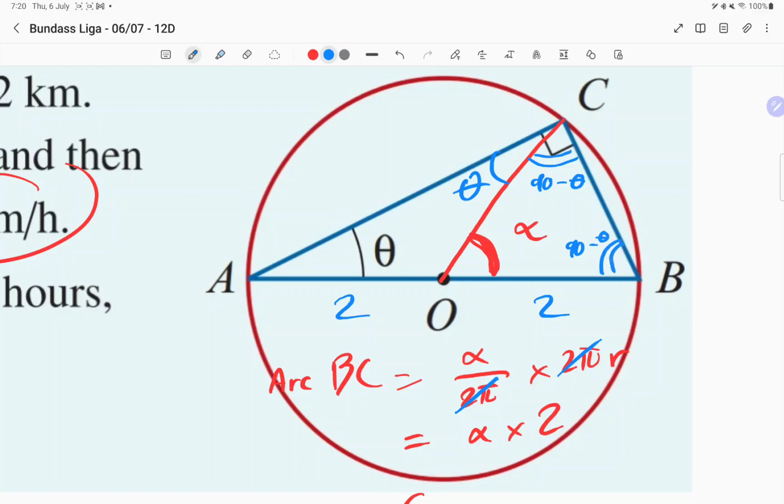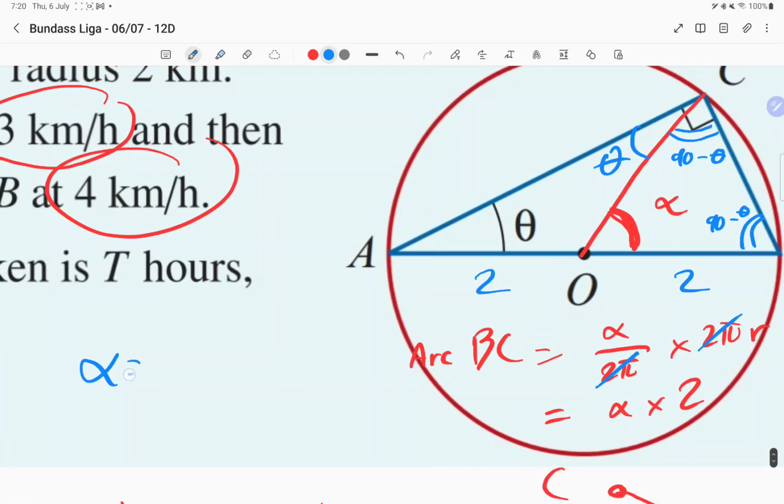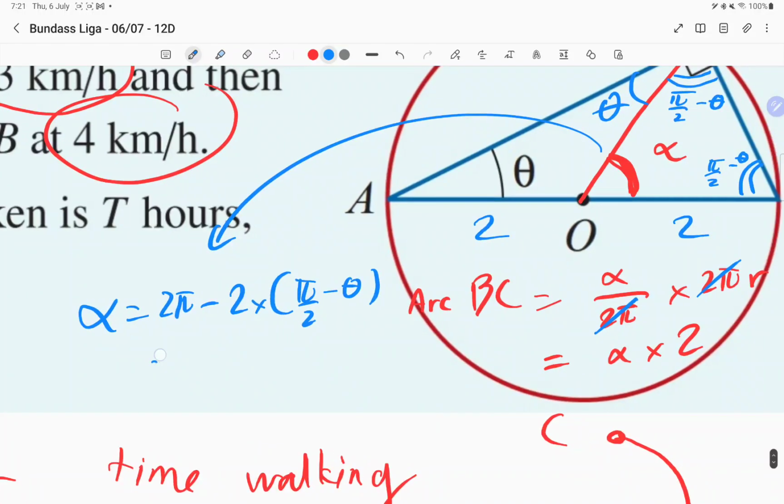So what's alpha? Alpha would be 180 minus 2 times 90 minus theta. Well, in this case, we use pi. So that will be 180, which is 2 pi minus 2 times. Wouldn't it be pi on 2 minus theta? Oh, sorry, pi on 2. Yeah, you're right. It's pi on 2, 90 degrees. So you have to use a bit of geometry to work it out. So 2 pi minus that.